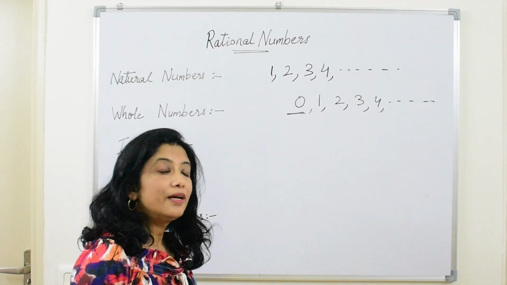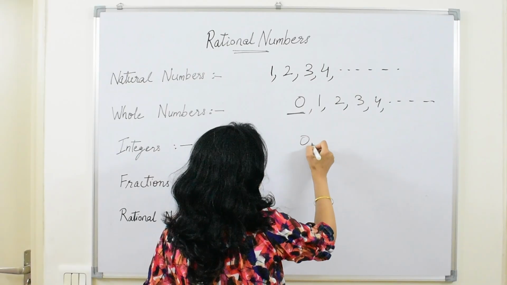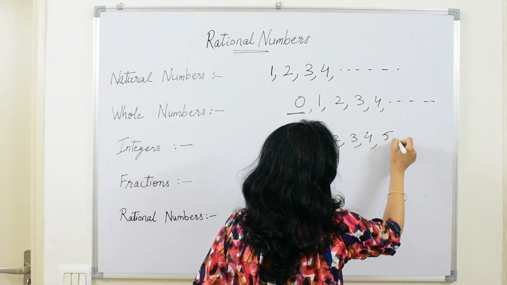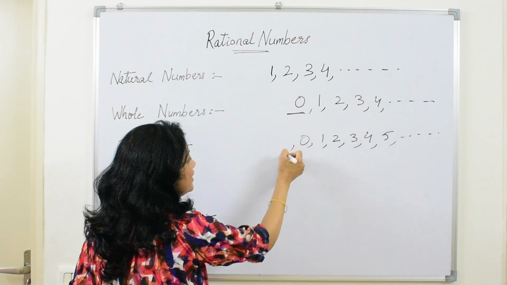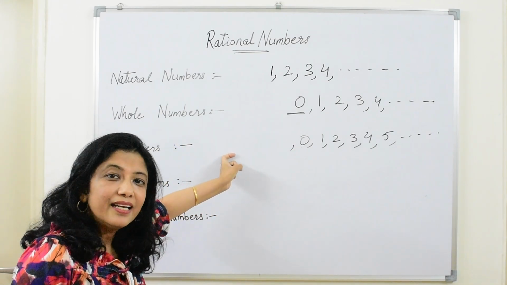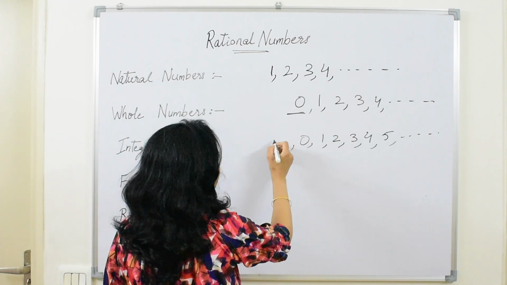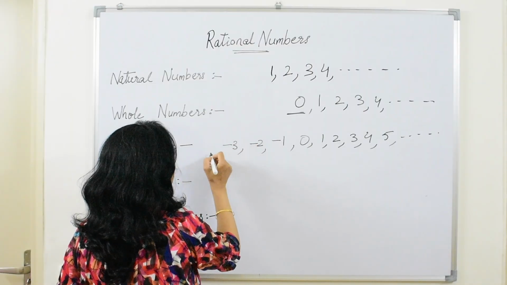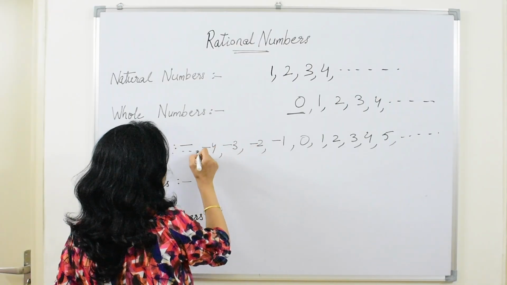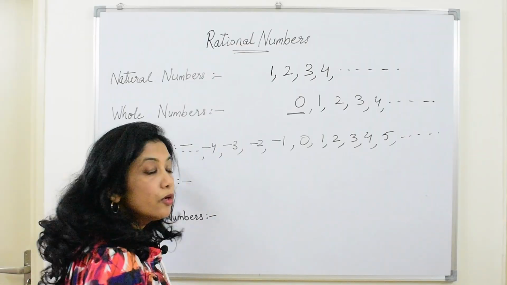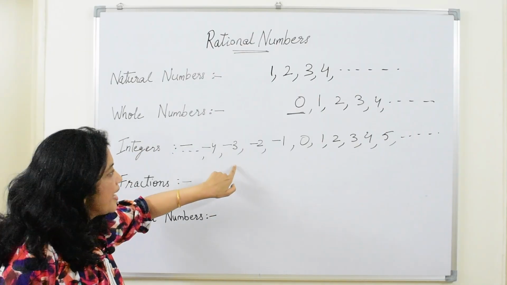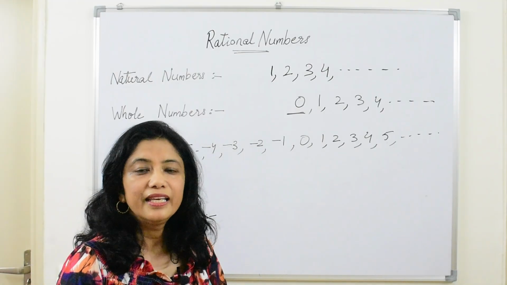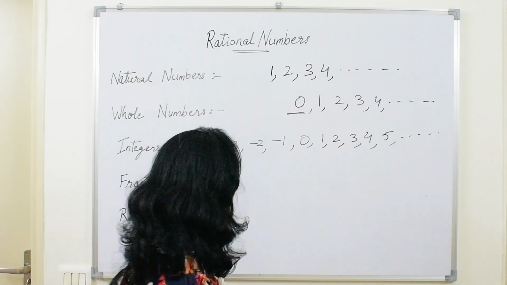Now after whole numbers, to these whole numbers we added negative numbers: -1, -2, -3, -4 and it goes on like this. These were called integers. The negative numbers as well as the positive numbers together were called integers.